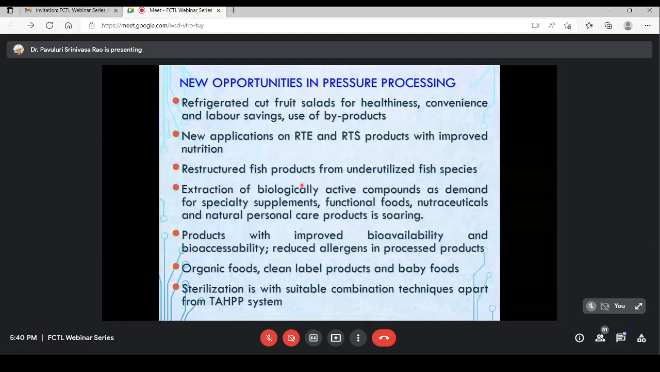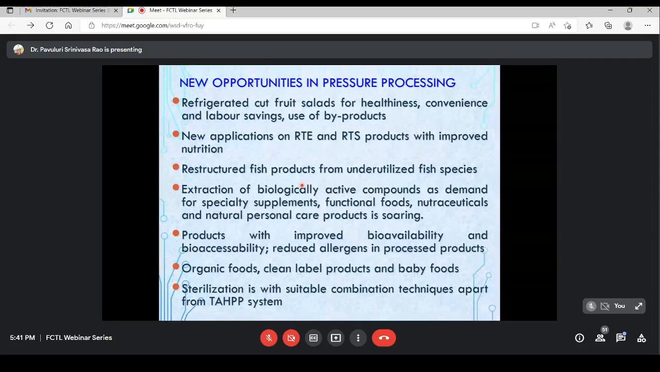The extraction of biologically active compounds, as demand for specialty supplements, functional foods, nutraceuticals, and natural personal care products is soaring all over the world. So this is a great opportunity for utilizing the high pressure technology for the extraction of biologically active ingredients, and of course these can also be embedded into other food products.